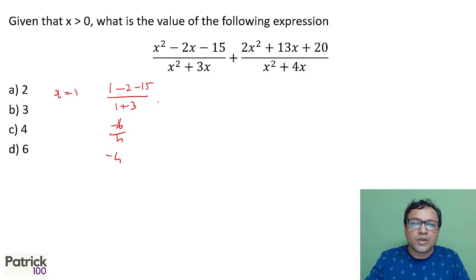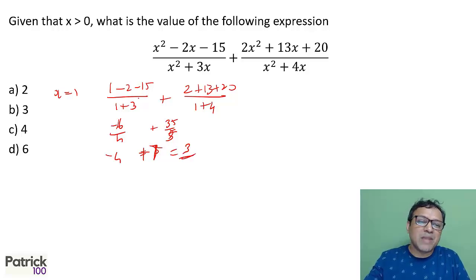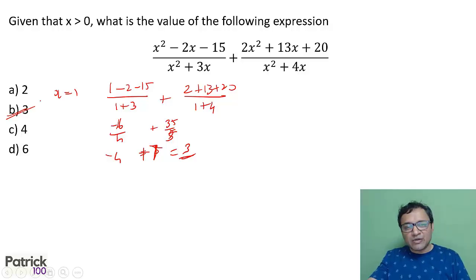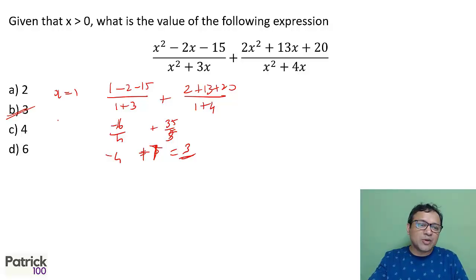minus 4. Similarly, on the right hand side, if I take 1, it becomes 2 plus 13 plus 20 upon 1 plus 4. So this is 35 upon 7, which is 5. So minus 4 plus 5 becomes 1... sorry, so minus 4 plus 7 becomes 3. So you can make out the answer is 3. If it satisfies with one value, it should be the same answer, because no option says cannot be determined or none of these. Or you can obviously solve this.